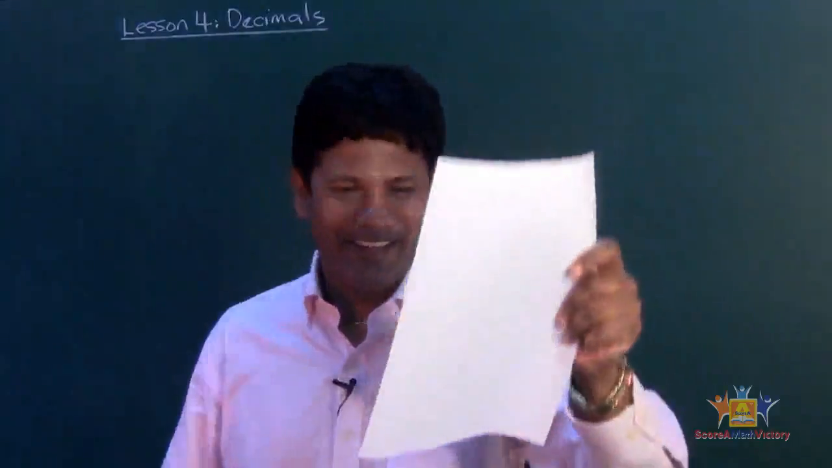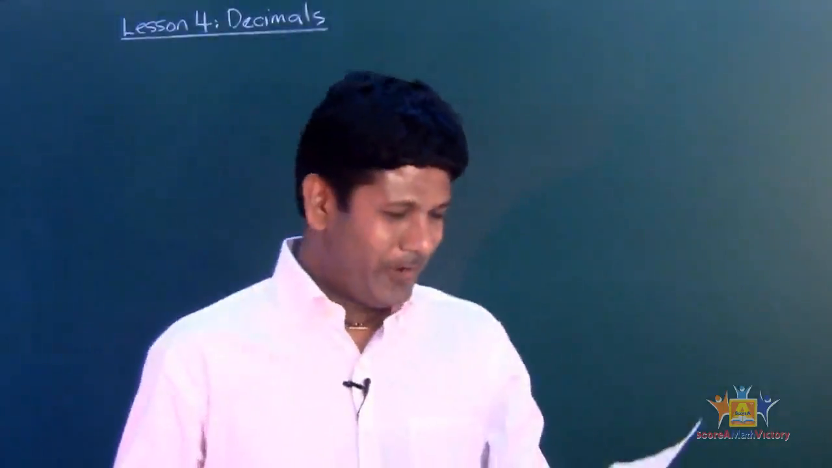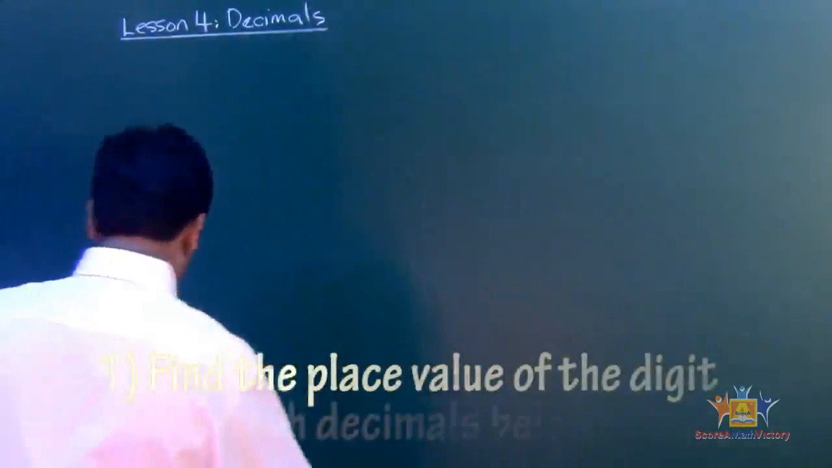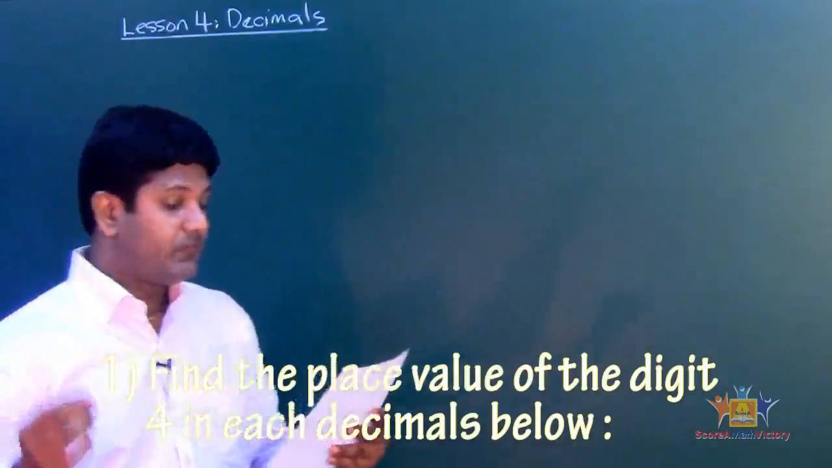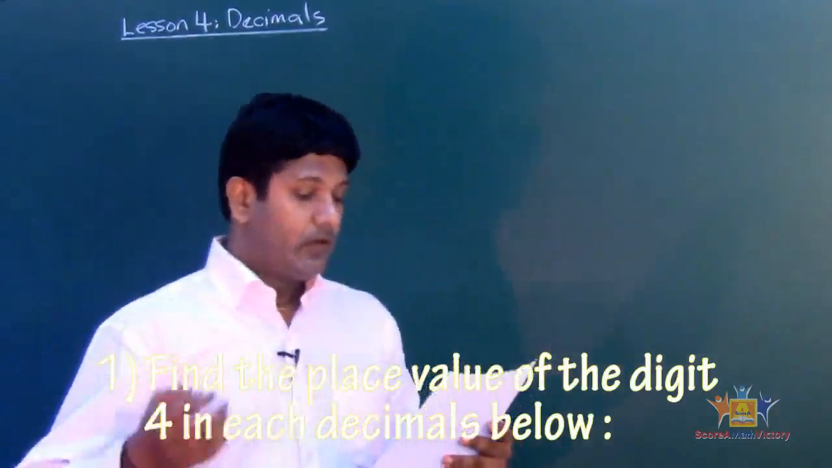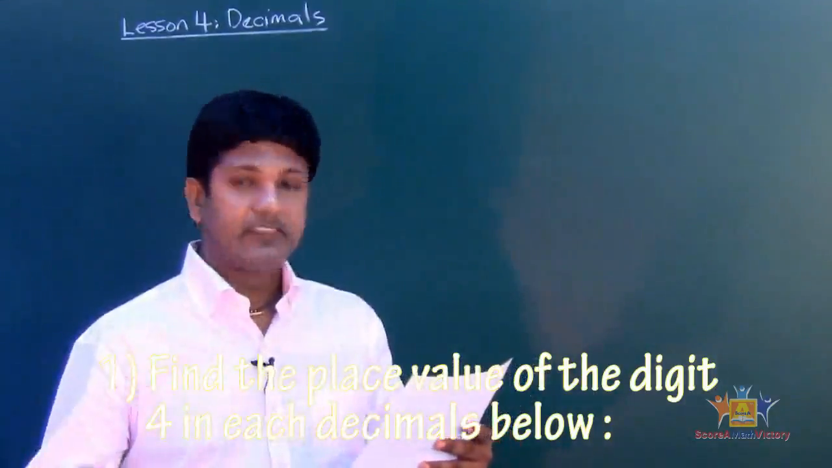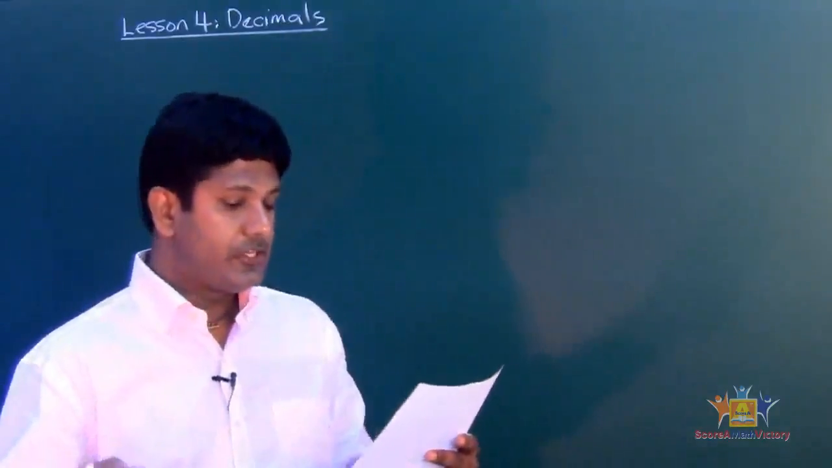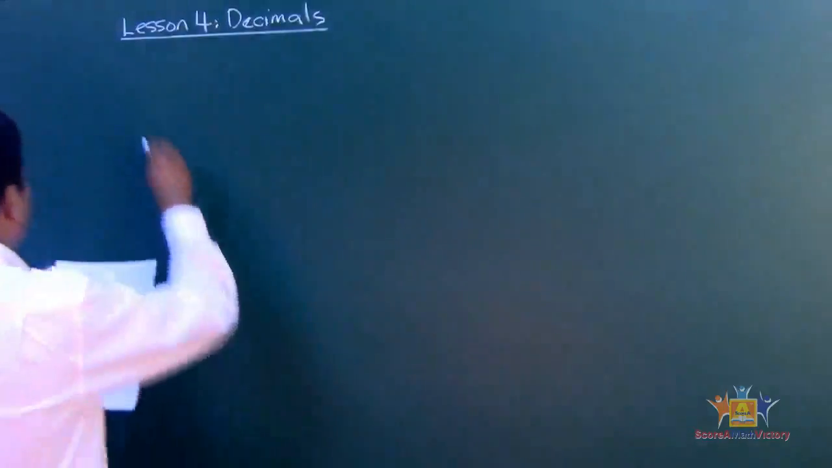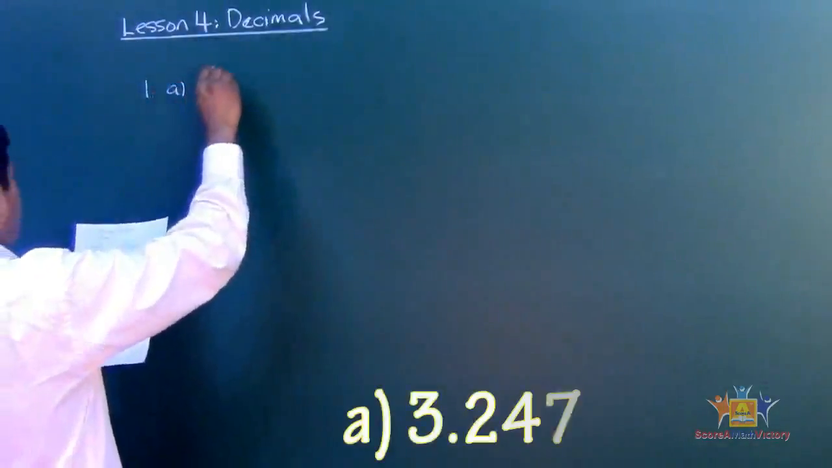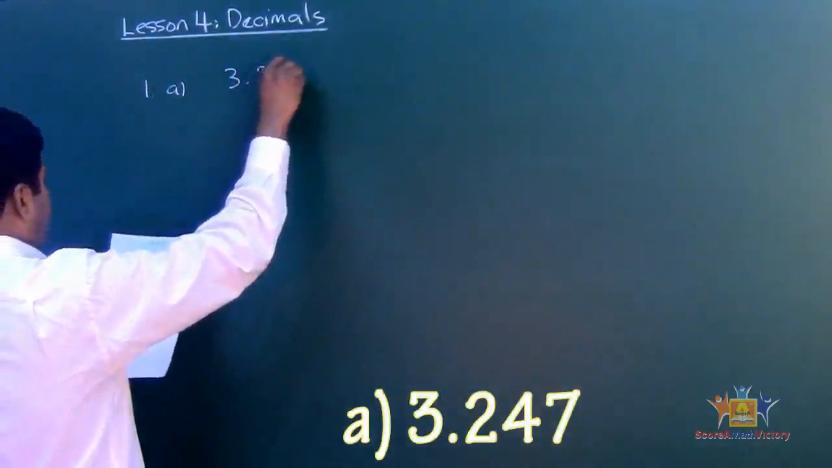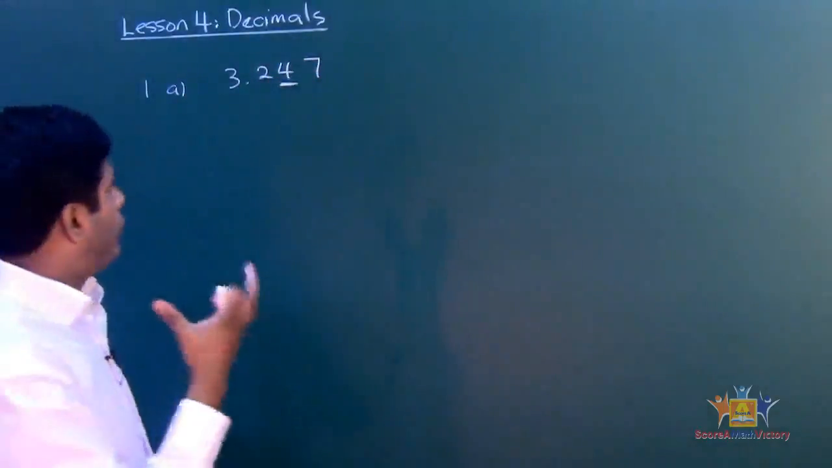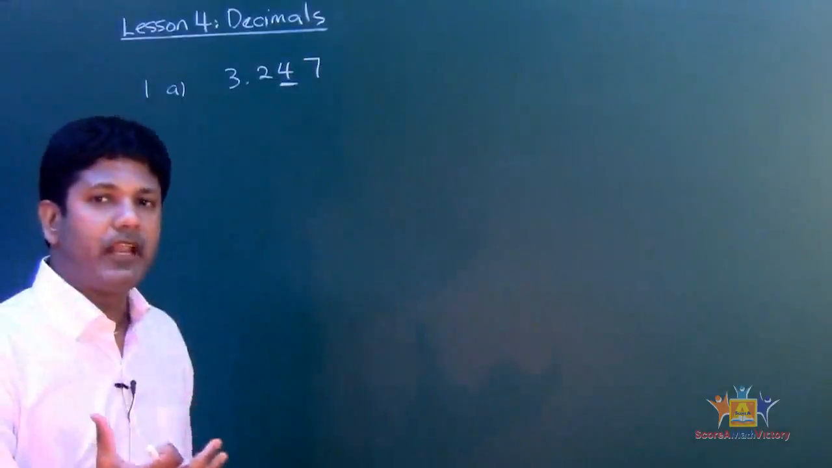Good. Okay, good. All right. Okay, looks like I gave you 6 questions. All right, so let's do the first one. The first question says find the place value of the digit 4 in each decimal below. So in other words, find the place value of the digit 4 in each decimal below. Okay, so number 1, A. It's 3.247. So we're going to find out the place value. So 4 is in what place value?